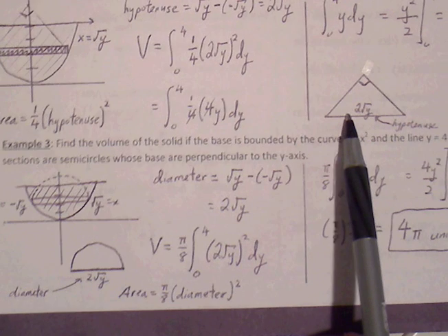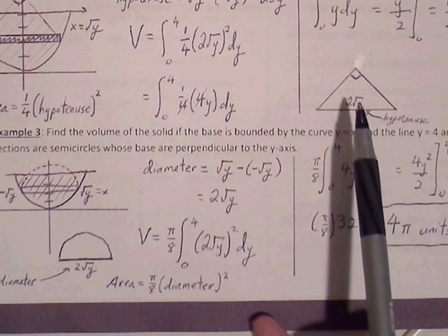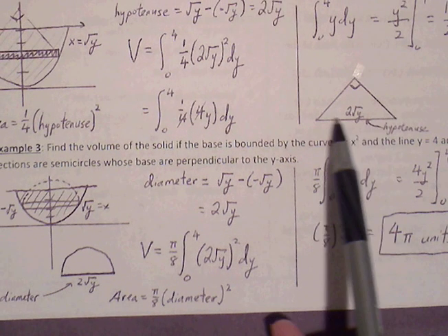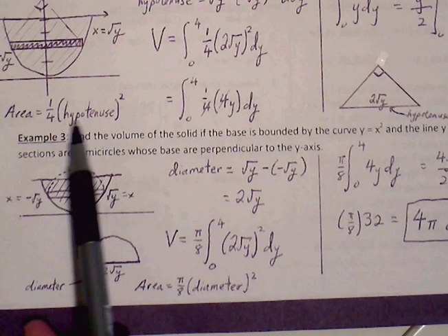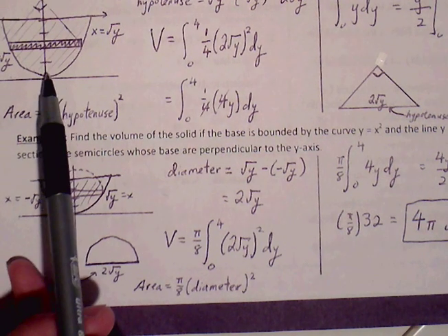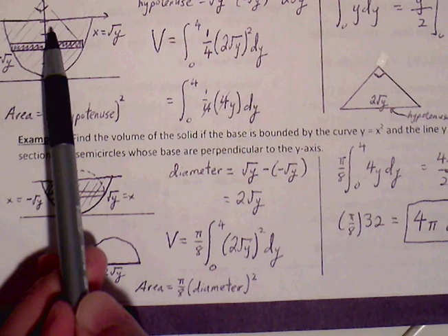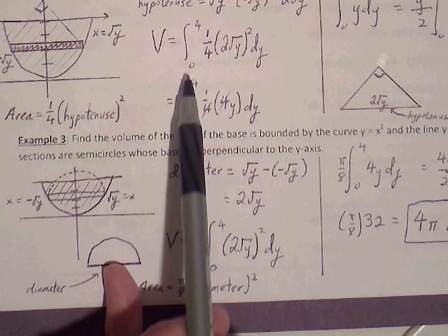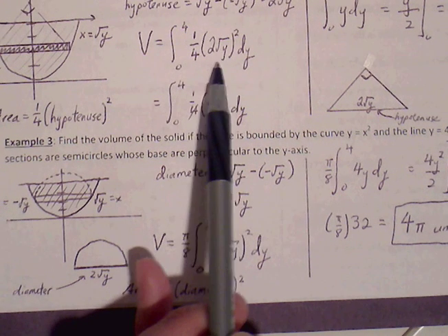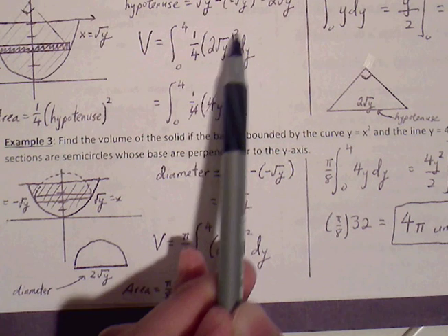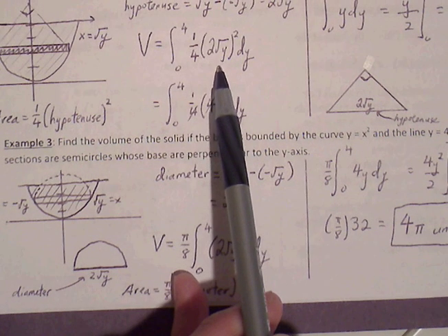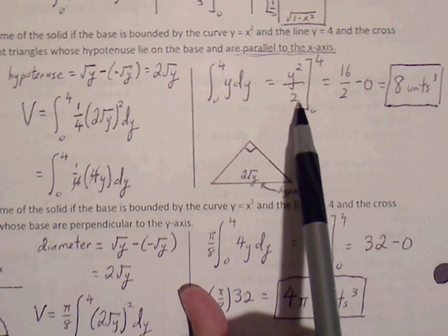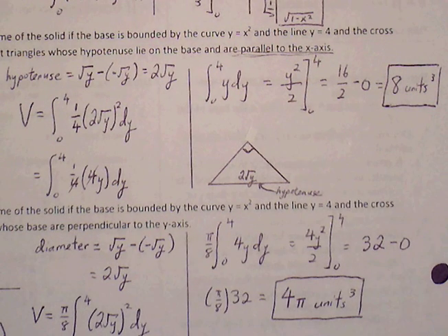So we don't have to draw it, we just have to be able to apply the formula into the cross-section volume formula. So the hypotenuse is 2 root y, and we simply plug into our formula here. Also our bounds are going from 0 to 4, the lowest y value to the highest y value. Our cross-section formula is 1/4 hypotenuse squared, and the hypotenuse is simply what we found here. So this will simplify to be 4y, and the 4's cancel out. We can go through power rule, and we're going to come out to 16/2 or 8 cubic units.